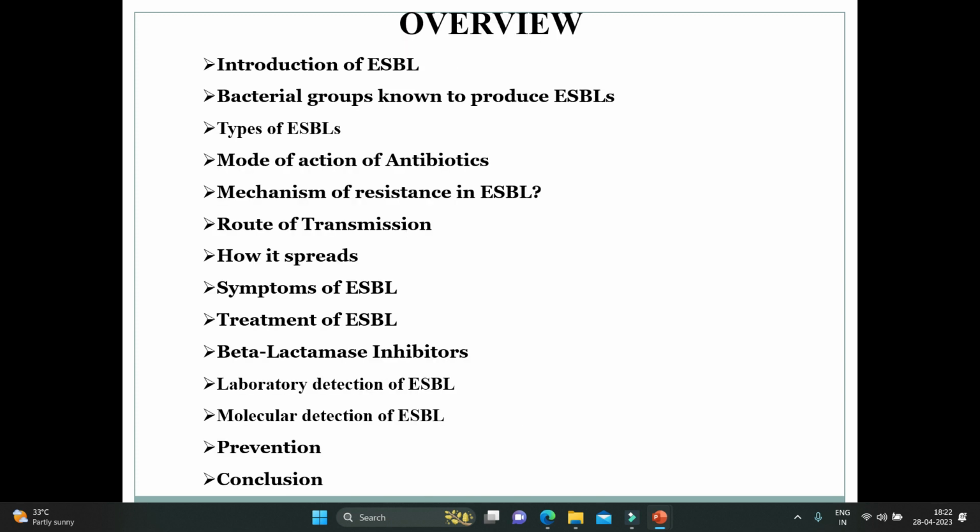Okay. So let's have an overlook of what we are going to discuss here. First of all, introduction of ESBL, bacterial groups known to produce ESBLs, types of ESBLs, mode of action of antibiotics, mechanism of resistance in ESBLs, route of transmission, how it spreads, symptoms of ESBL, treatment of ESBL, beta-lactamase inhibitors, laboratory detection of ESBL, molecular detection of ESBL, preventions, and conclusion.